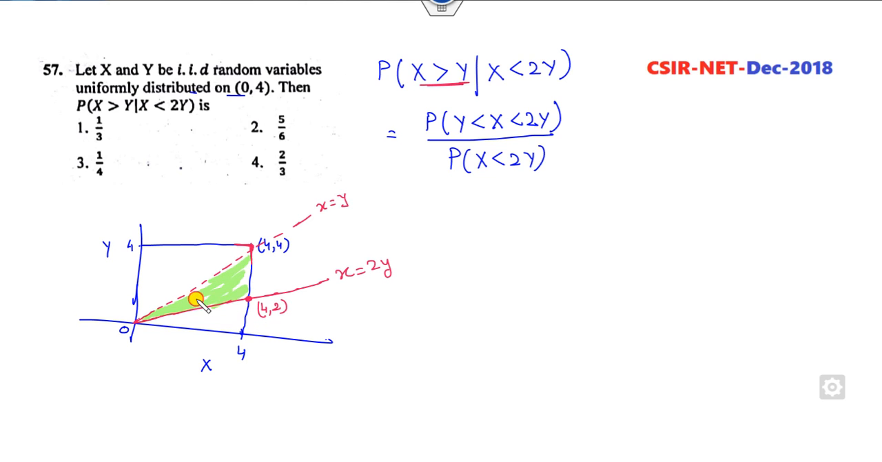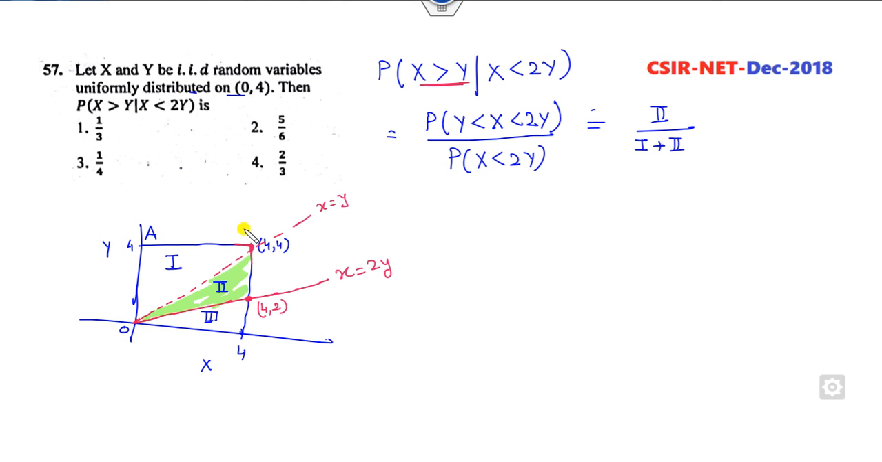Fine. This is the portion which we need to find. So if I call this 1, 2 and 3, what is the meaning of that? This is the answer of 2. What is the denominator? X is less than 2 upon y. So that means this is 1 plus 2. Now how can you find this value?